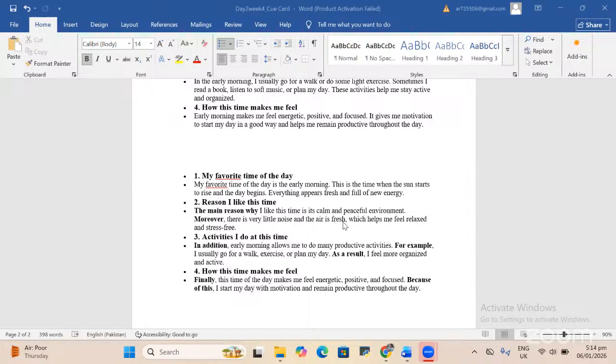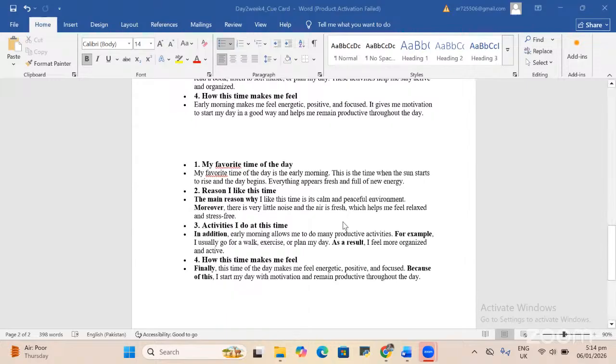Similarly, when you discuss point three, you also use a linking word. For activities I do at this time, you use "in addition", which means this point is linked with point two. If you use linking words to connect your points, it is better, and it shows your coherence and the engagement of different points with each other. So this is more impressive.